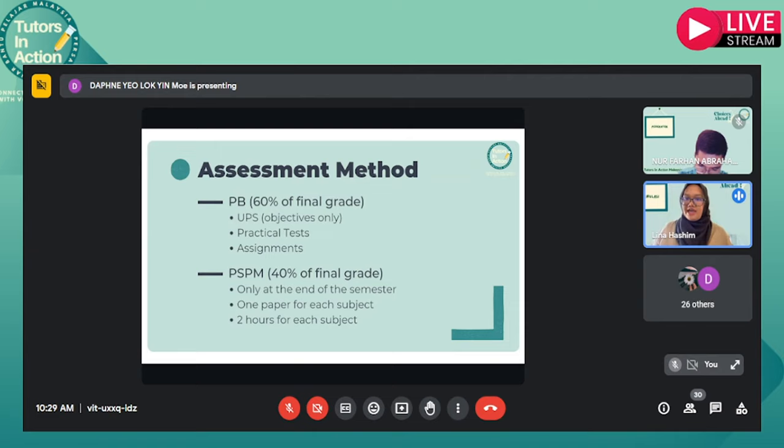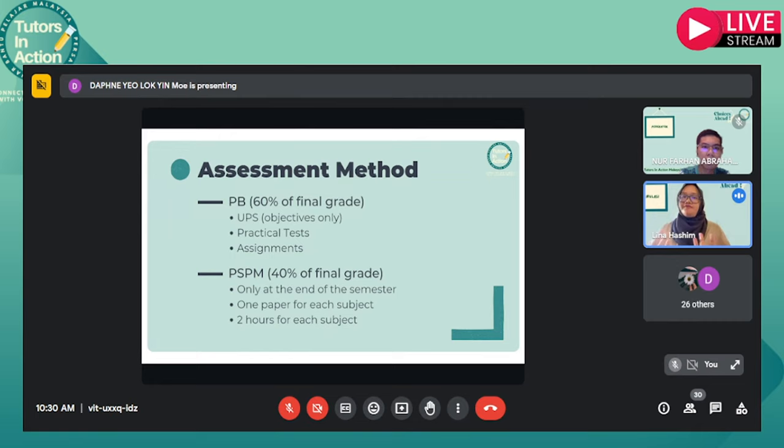In matriculation, we only sit for an exam at the end of the semester. Throughout the whole study time, we have PB that consists of UPS, objective tests, and practical tests for both science and accounting students, and also assignments. A practical test is like a lab test, where you are tested on how you handle the experiment and the lab report. UPS is briefly what you learn in lecture. They only ask about 15 to 20 objective questions, done in Google Form. You do it individually, but most of the time we gather around and discuss the questions, so it's easy to get full marks on your UPS.